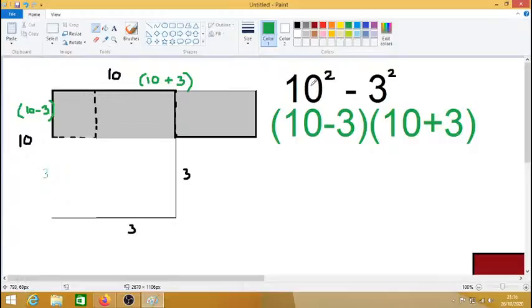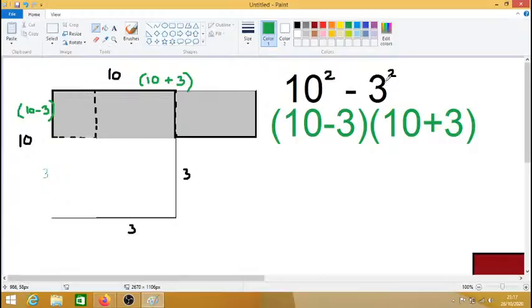I could have got it easily by doing 10 squared take away 3 squared, but the same answer can be obtained by doing it the slightly longer way, 10 take away 3 times 10 plus 3. It's still the same grey area. I didn't add or take away anything to the grey area. So what that shows you is that there's actually two ways of working out the difference between the area of two squares.